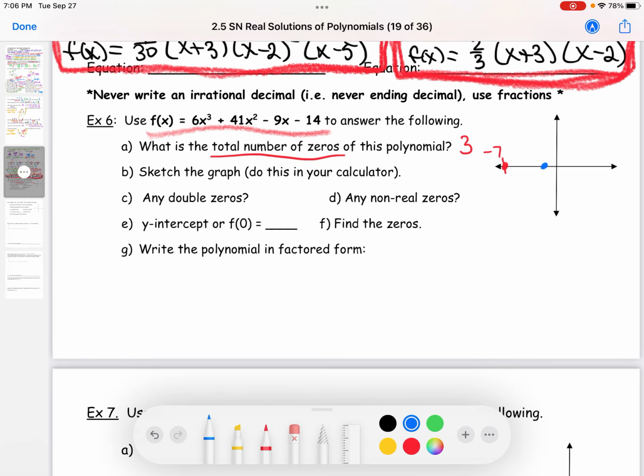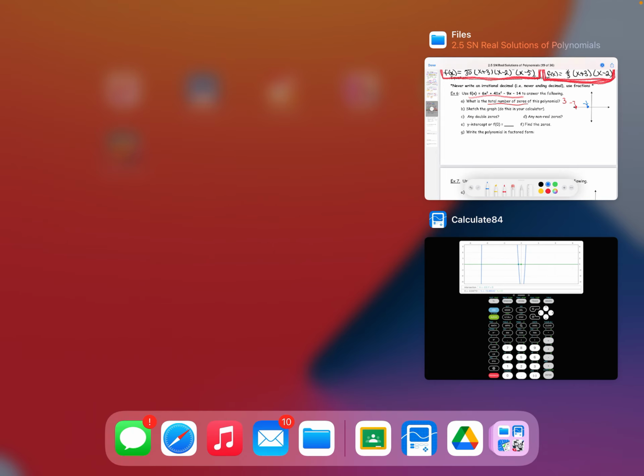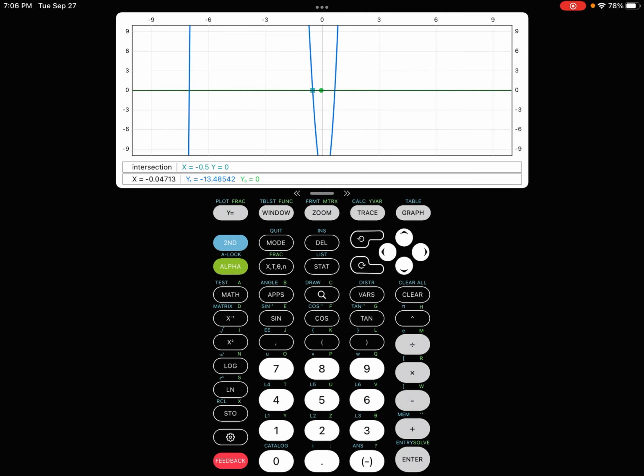Now, we don't want decimals. We want the fraction. So we're going to write that as negative 1/2. Negative 1/2. Now, we still have one more root.